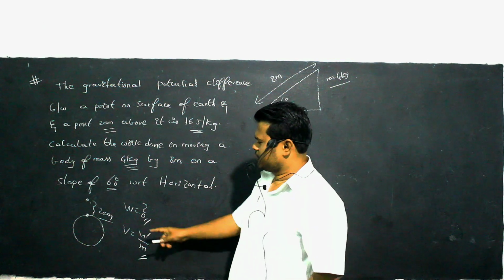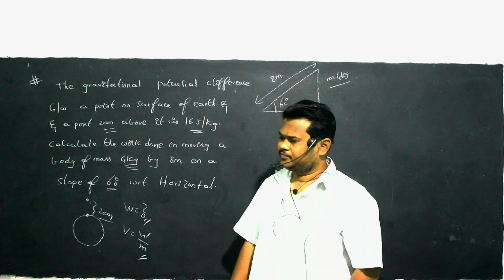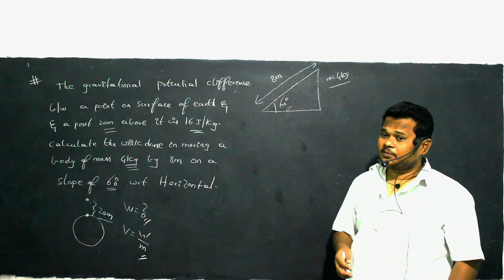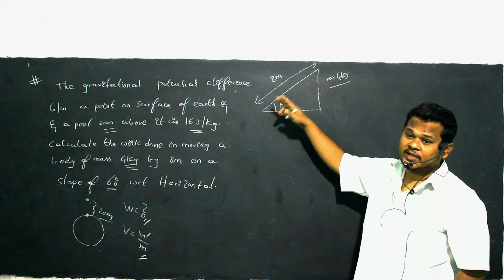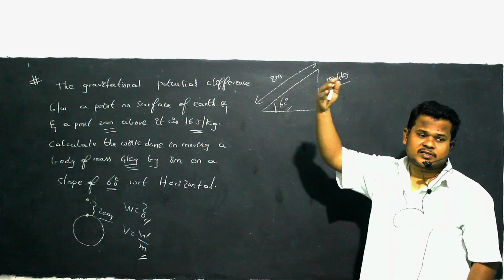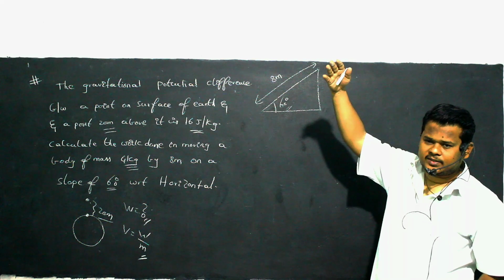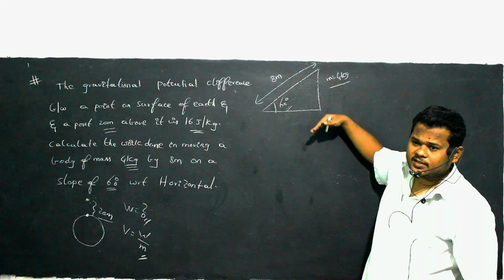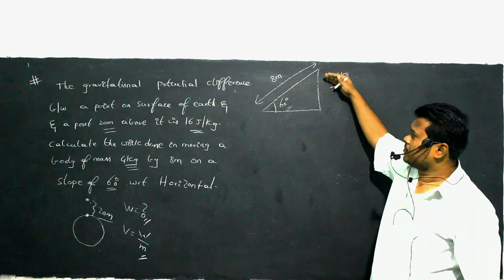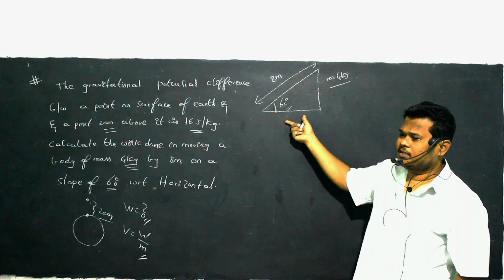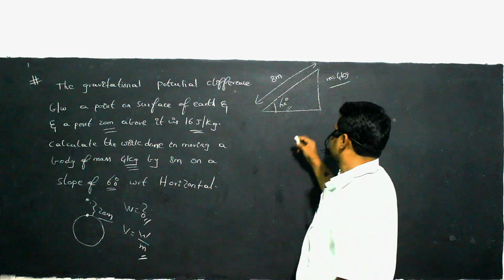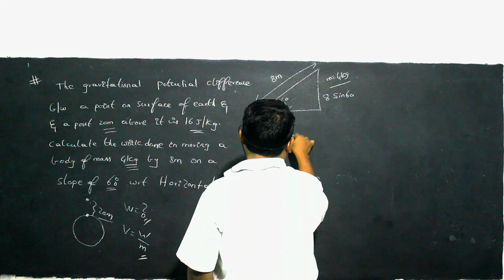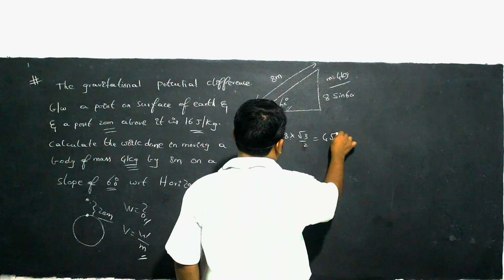To lift a height of 20 meters, how much work do I have to do? 16 joules for 1 kg. Clear? Now how much height am I lifting? No, 8 is this length. But gravitational potential energy depends on vertical height. So we are supposed to calculate this height, how much we have lifted. How can I calculate this height? 8 sin theta. So this height is nothing but 8 sin 60. 8 into sin 60 value, root 3 by 2, is 4 root 3 meters.